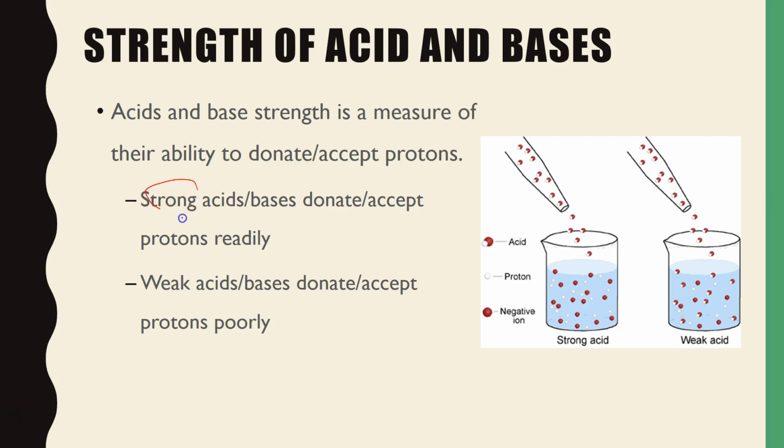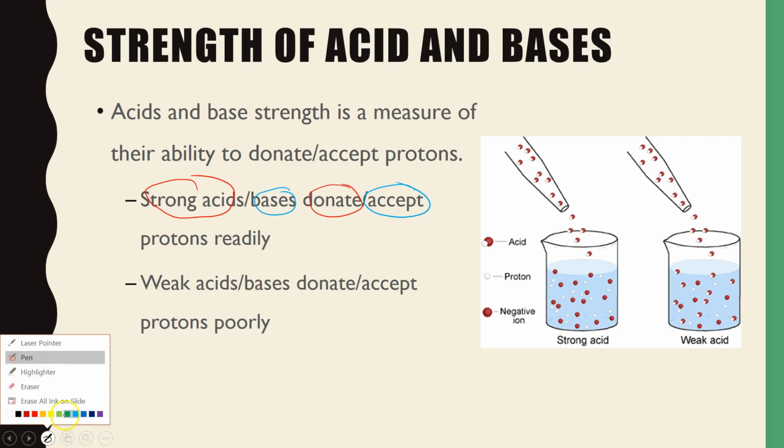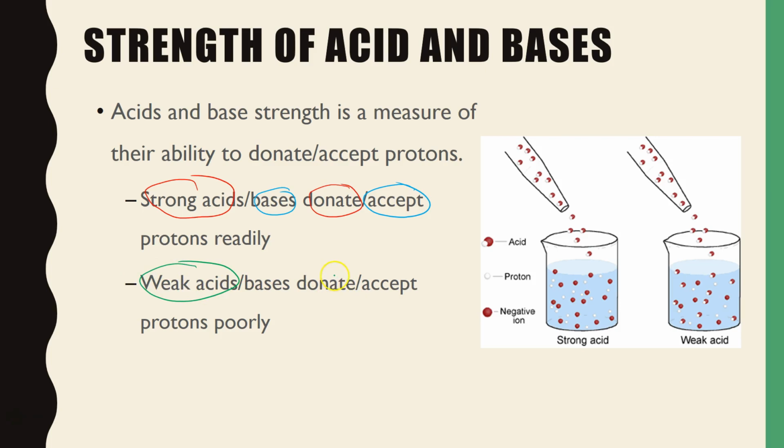So a strong acid will readily donate its protons, whereas a strong base will readily accept protons in water. Conversely, a weak acid won't be a very strong donator of protons, and a weak base, again, won't be a very strong acceptor of protons. So strong acids will donate their protons easily, readily. Strong bases will readily accept these protons, and weak acids won't donate their protons readily, and weak bases won't accept their protons readily. Here are some examples of strong acids and weak acids.